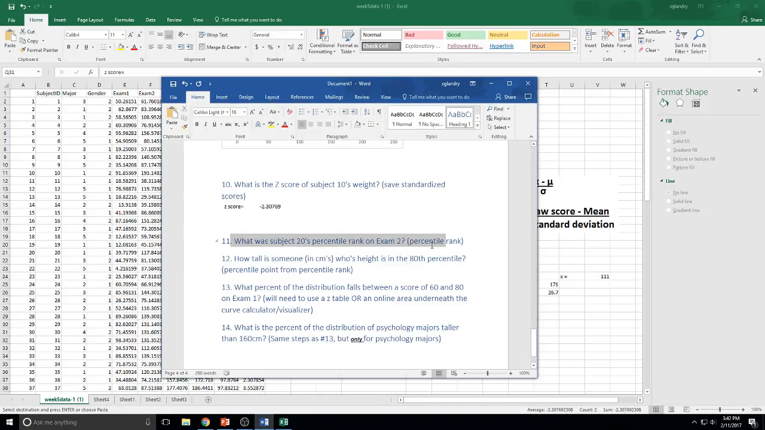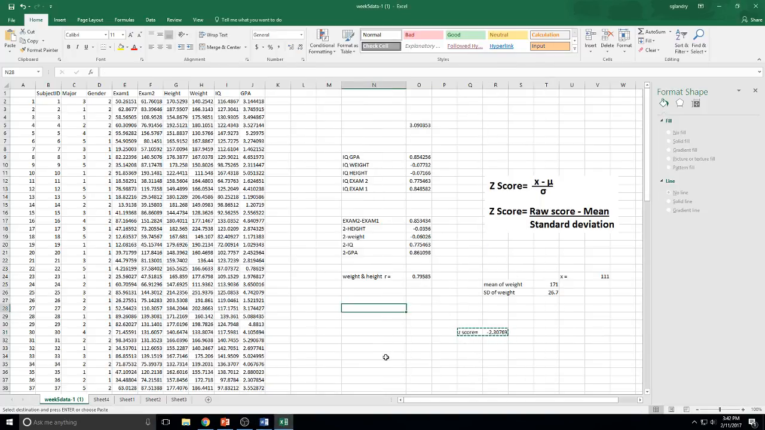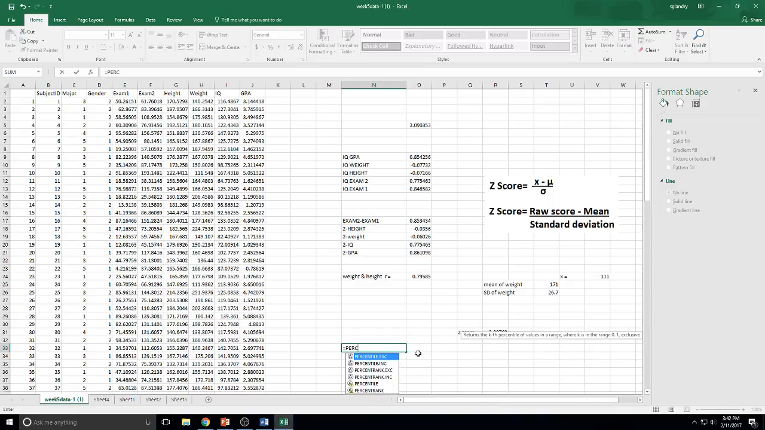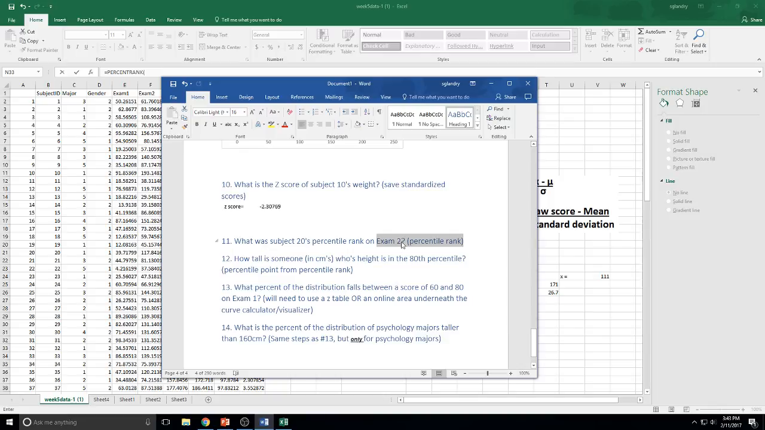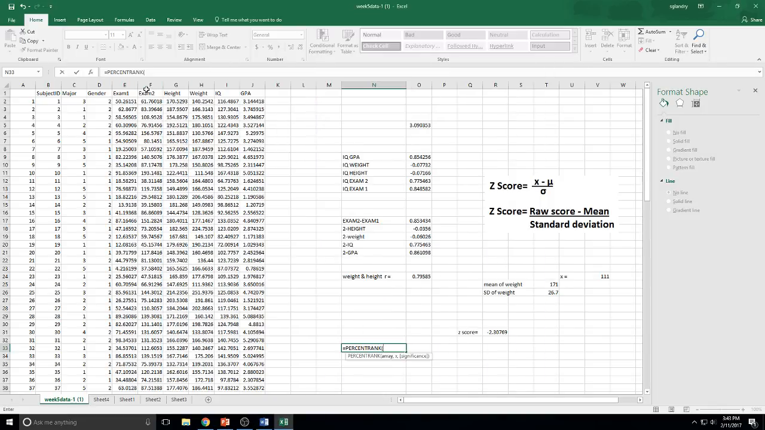Alright, what was subject 20's percentile rank on exam 2? We want to figure out percentile rank. Can we do that? Oh boy, percentile rank already exists. Alright, percentile rank of, what are we doing again? Exam 2.